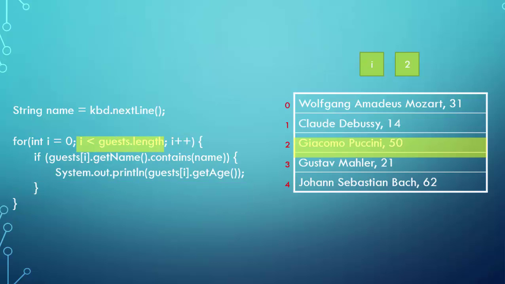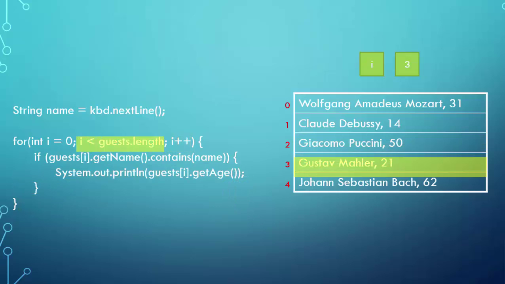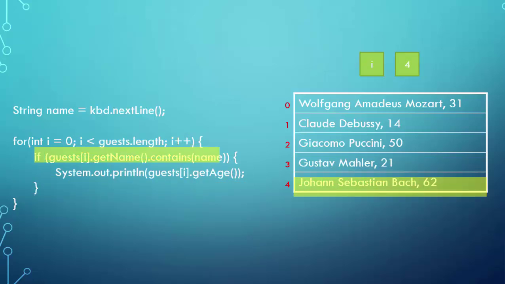Now we're at guest 2. Does their name contain Puccini? It does. So we're going to print out their age. And then we'll just keep going through the rest of the for loop. Now we move to Mahler. Does Mahler contain Puccini? It doesn't. We move down to Bach. Does Bach contain Puccini? It doesn't. And now we're done. i is 5. And we continue with the rest of our program.